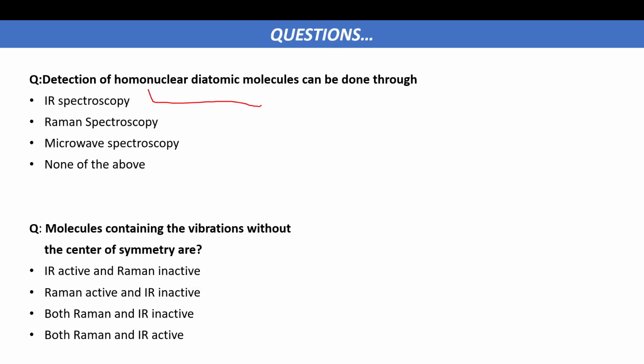What are homonuclear diatomic molecules? Like H2, N2, O2. These are the homonuclear, same atoms. So, if you know, for IR spectroscopy, what is the condition for a molecule to be IR active? That means the dipole moment should be changed. There should be a change in dipole moment. That means it should not be equal to 0.